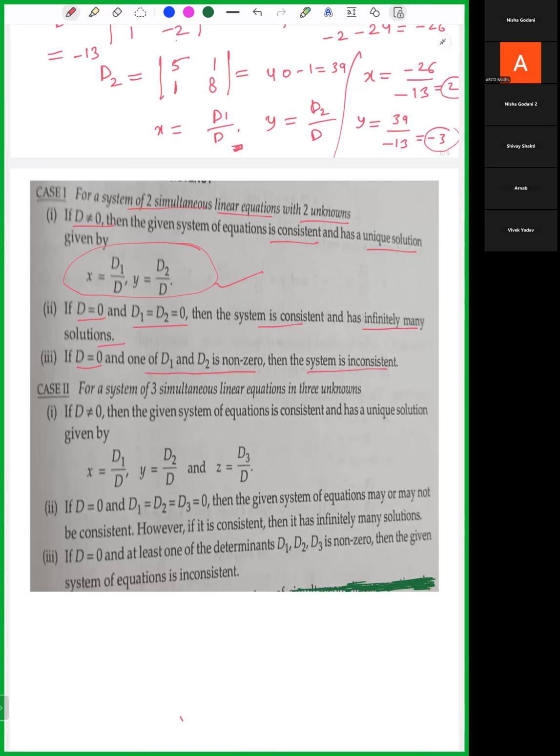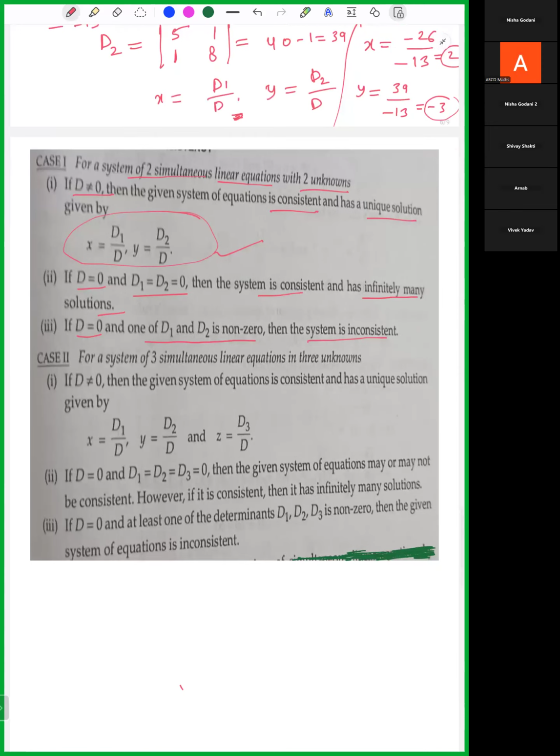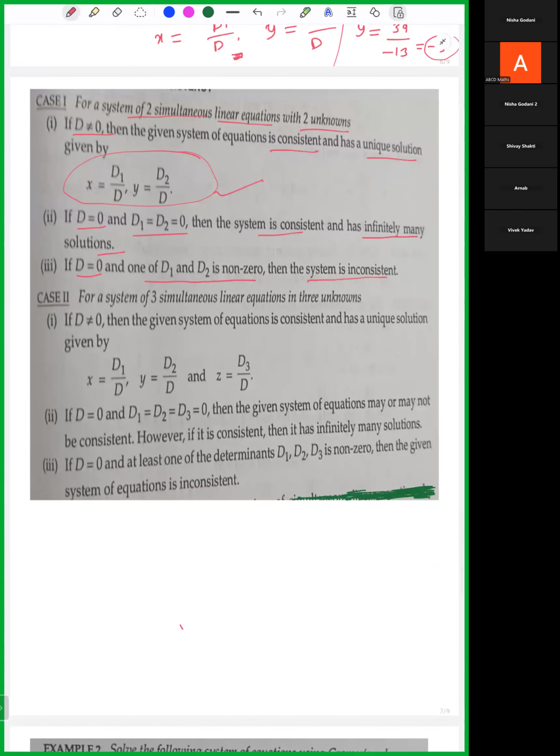But if you are doing three simultaneous linear equations in three unknowns, then what happens? If D is non-zero, then the case is similar. The system will be consistent. It will have a unique solution, and the solution is obtained by these formulas.